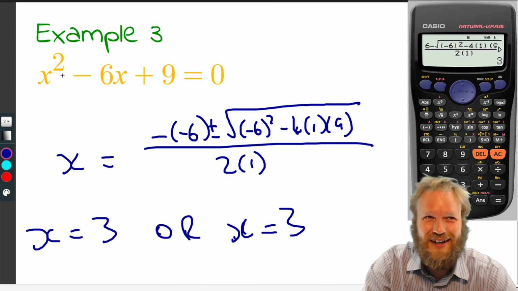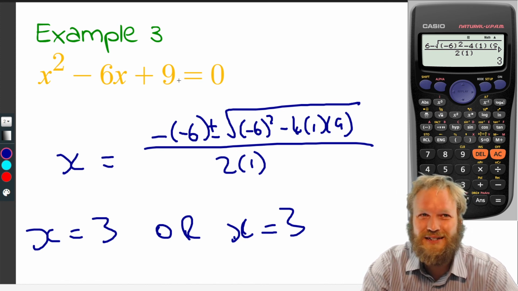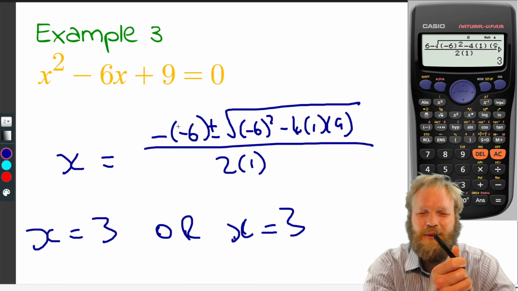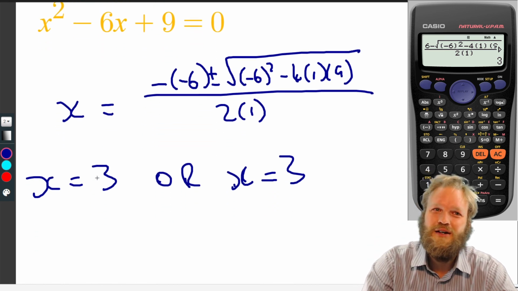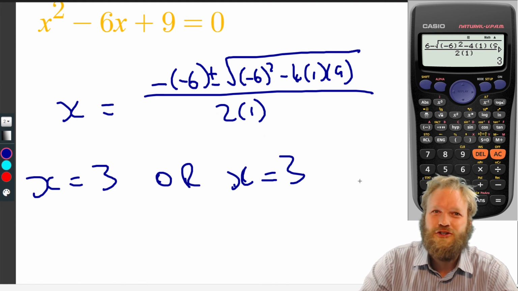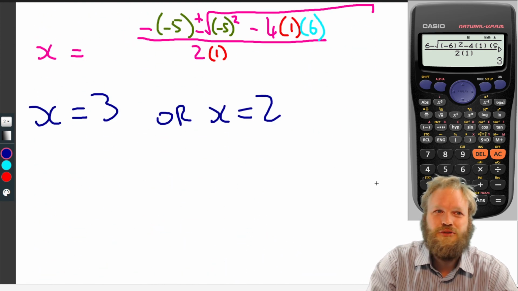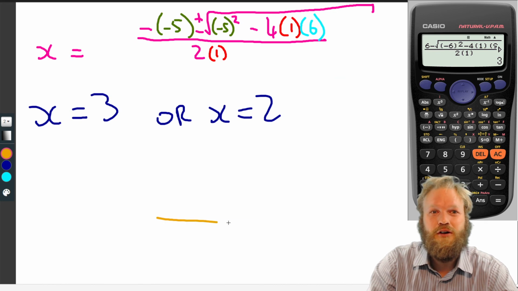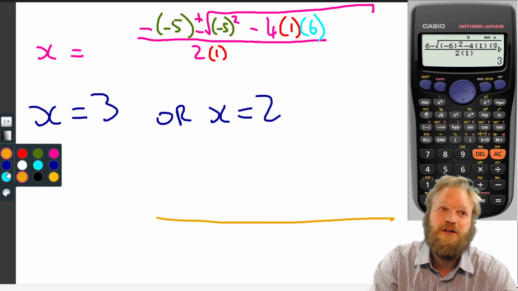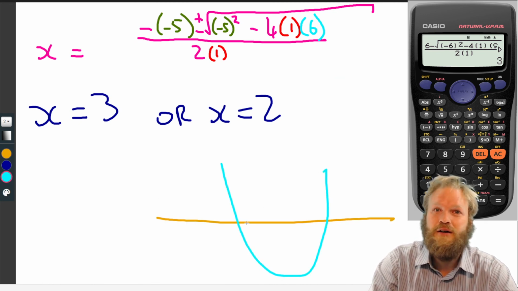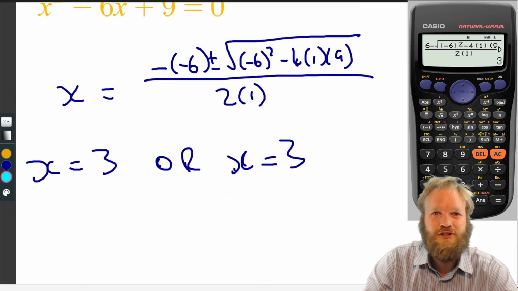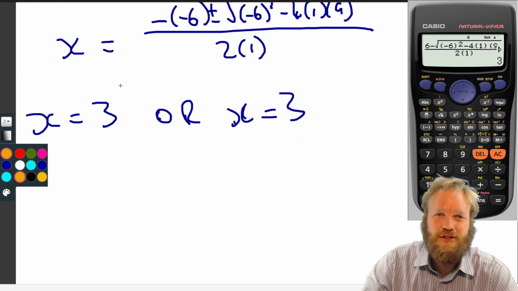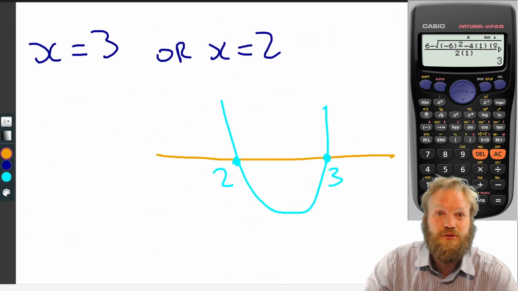Nice question, eh? X squared minus 6x plus 9 equals 0. Do you remember at the beginning of the term I said draw parabolas? And we needed to draw our two solutions. So in this one, we would have gone, here it is. It was a happy parabola. And we had our two answers, 2 and 3. Let's do the same here.